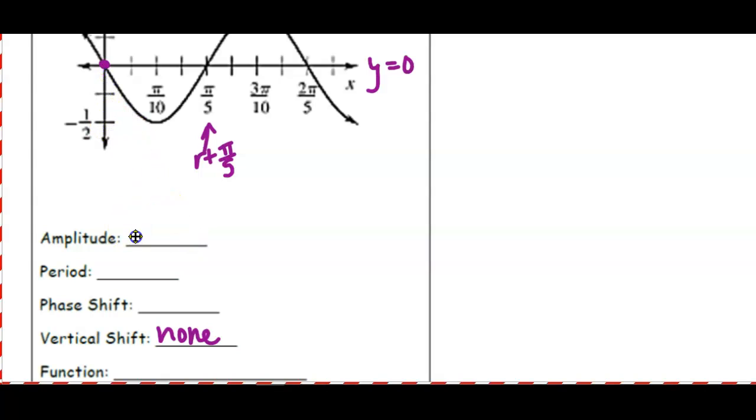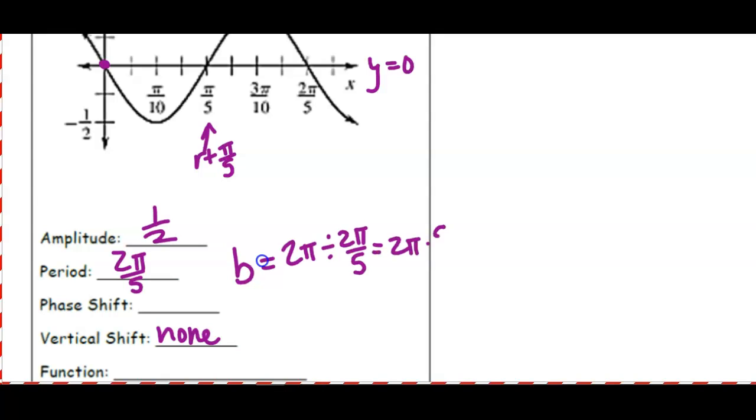It's going down to -1/2 and up to 1/2, so the amplitude number is always a positive number. The period, it finishes a cycle by 2 pi over 5. So to find the b value that goes into the equation, we take 2 pi divided by 2 pi over 5, which is the same as 2 pi times 5 over 1. No, just kidding. 2 pi times, we're flipping this over, so it's 5 over 2 pi.